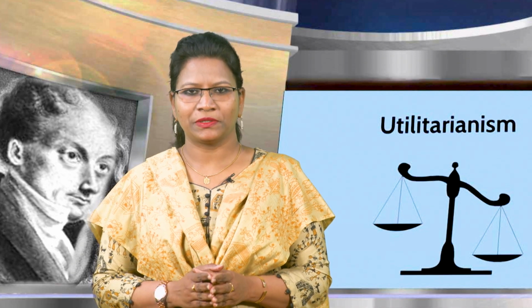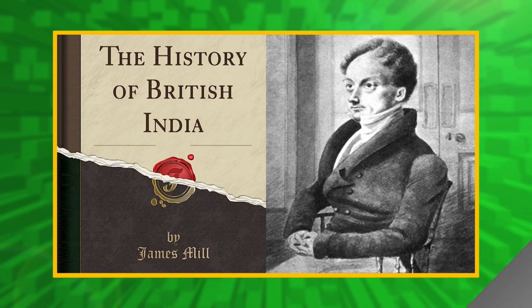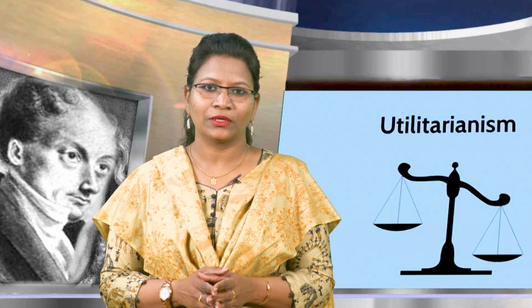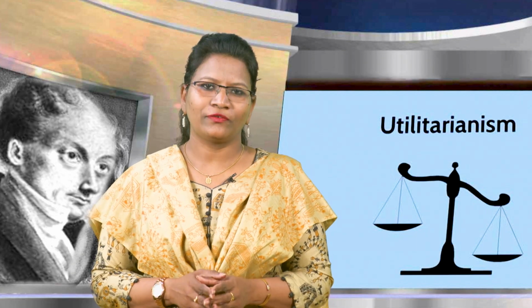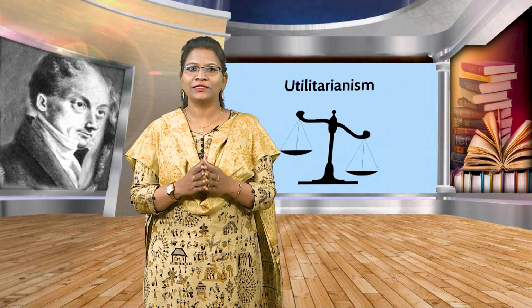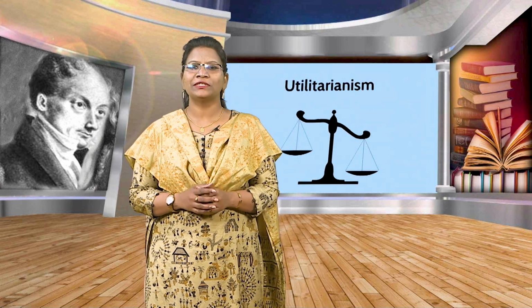Being a multifaceted person, James Mill even took a keen interest in history and published the book The History of British India in 1818, which continues to be an influential work on Indian history. As a matter of fact, James Mill is generally held as the earliest historian to categorize Indian history into popular Hindu, Muslim and British time periods framework. This continues to be a significant framework in Indian historical studies, despite facing several criticisms.